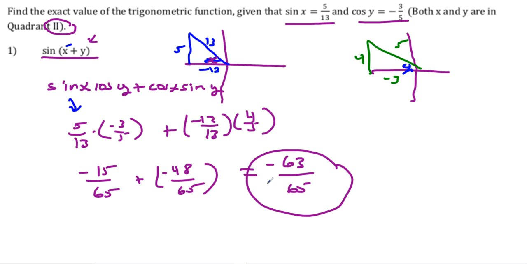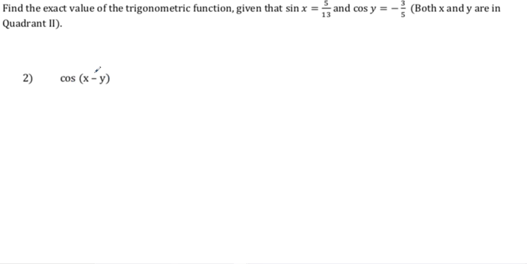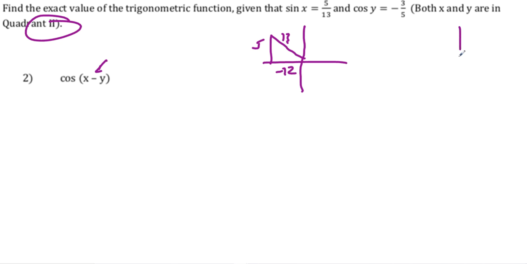Let's take a look at another example. So now we're going to do cosine, and we're subtracting. So you look on your identity and figure out which one that's going to be. It's going to be cosine x, cosine y, plus sine x, sine y. But let's go ahead and draw our little sketch over here. Let's do sine of x, and we are in quadrant 2 again. So 5, 13, and negative 12. Nothing too exciting, we've seen this before. And my y is going to be negative 3, 5, and 4.